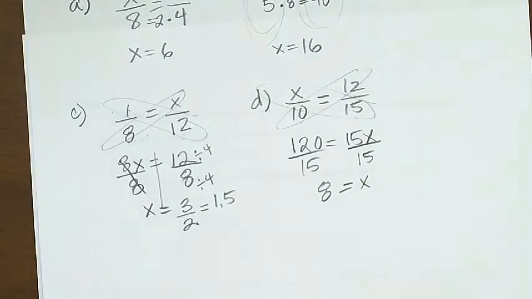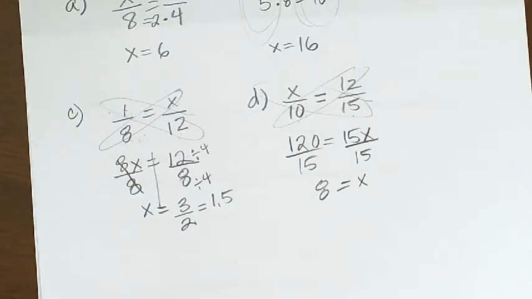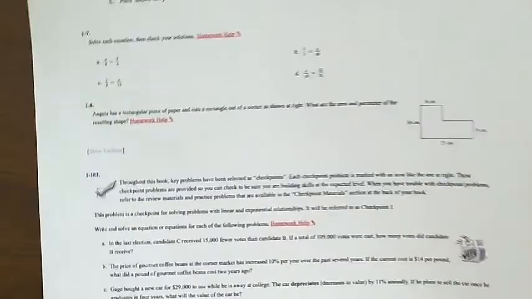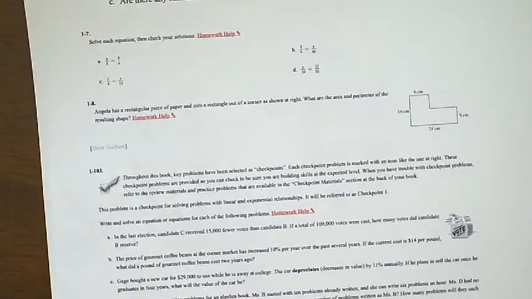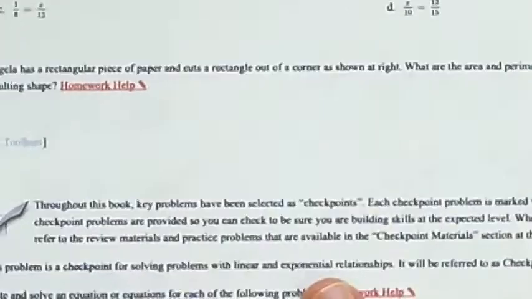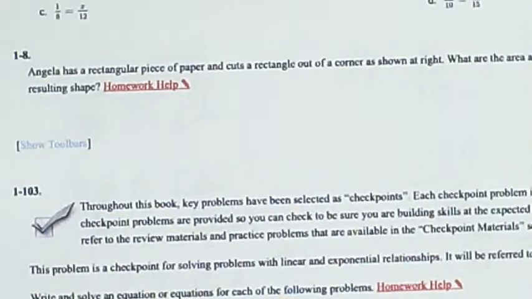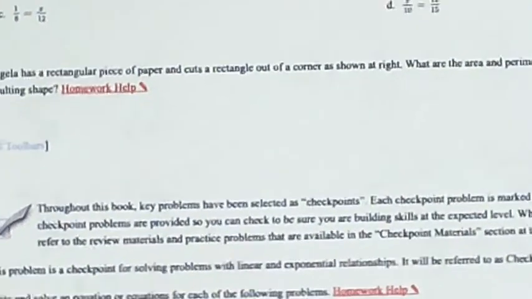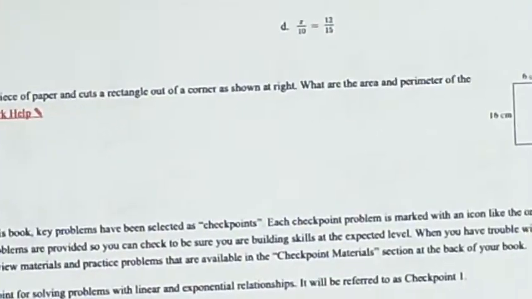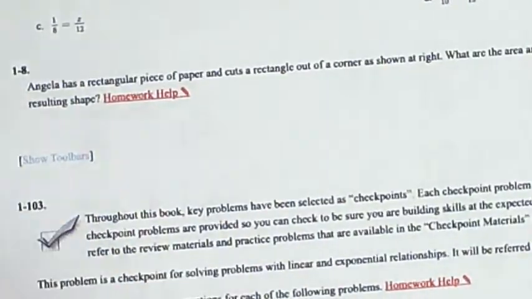Okay, our next problem involves a diagram. Angela has a rectangular piece of paper and she cuts a rectangle out of a corner shown at right. What are the area and the perimeter of this shape? Okay, let's see. I'm going to pause the video so I can quickly sketch.